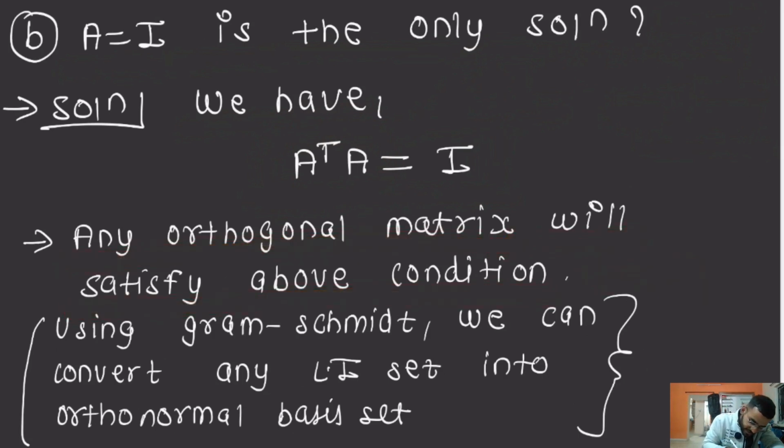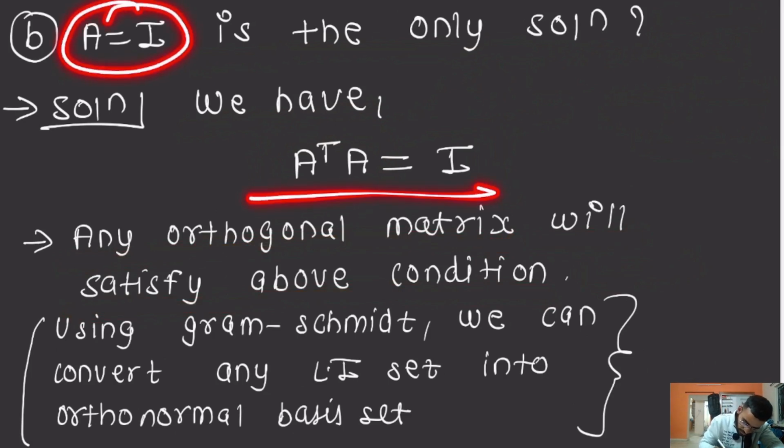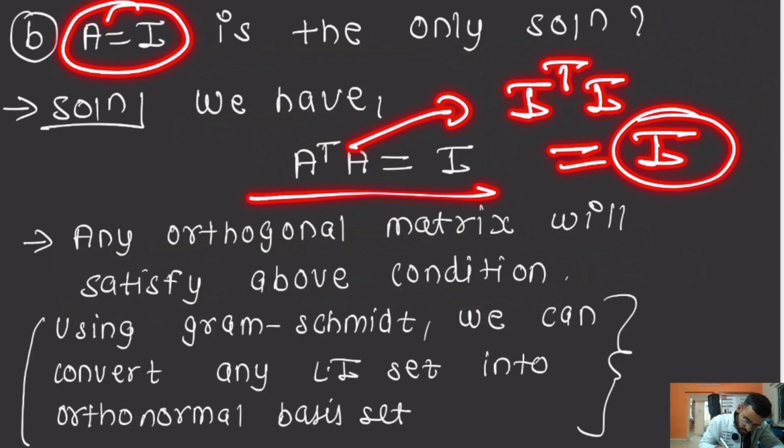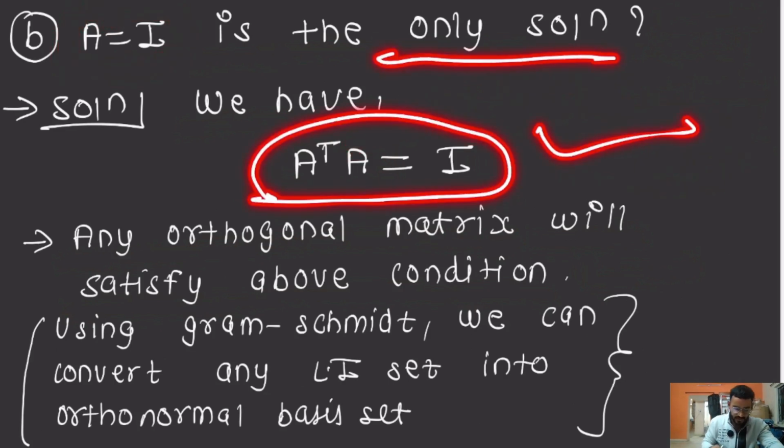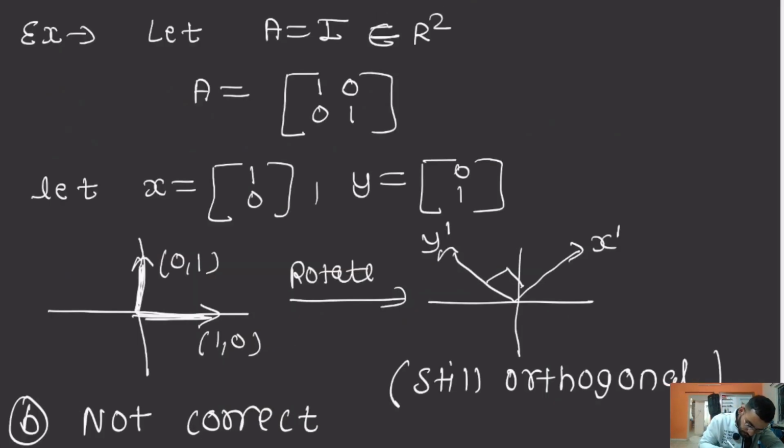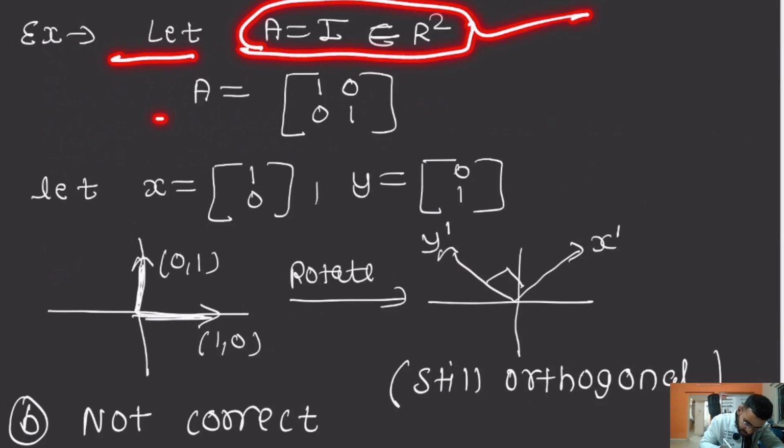Let's see whether A equal to I satisfies this condition or not. If we take A equal to I, then I transpose I is also equal to I. So I satisfies this condition, but we will see that it is not the only solution. With an example, let A be I in R2, and A is the matrix 1 0 0 1. This is nothing but I2 in two dimensions.